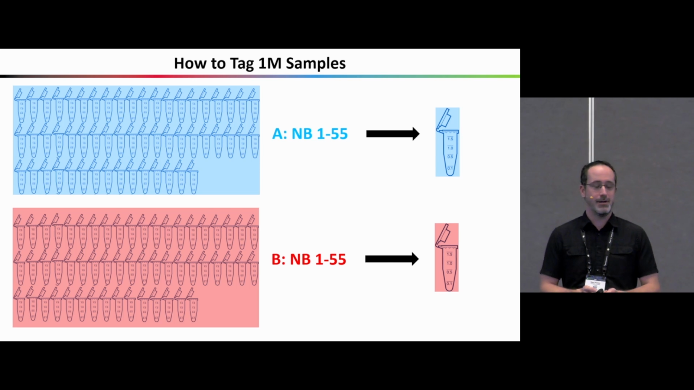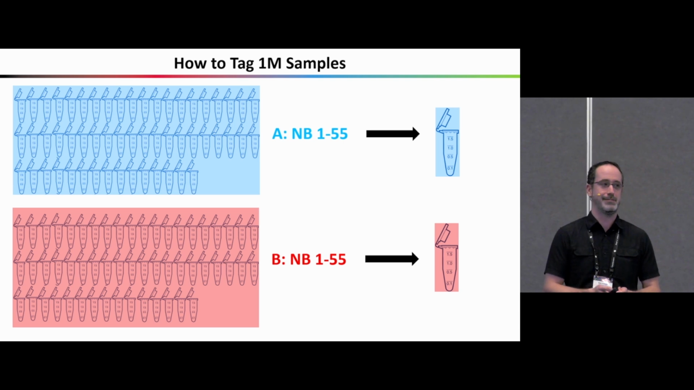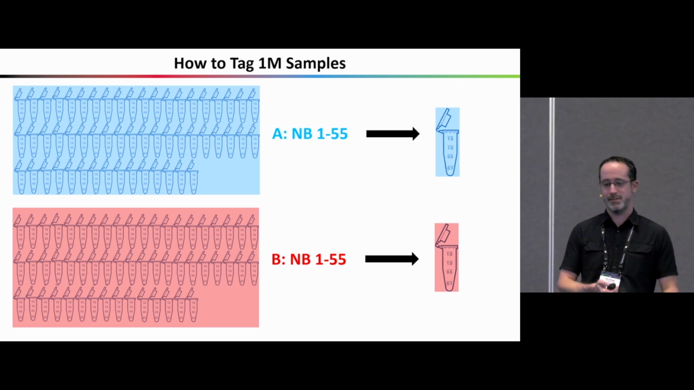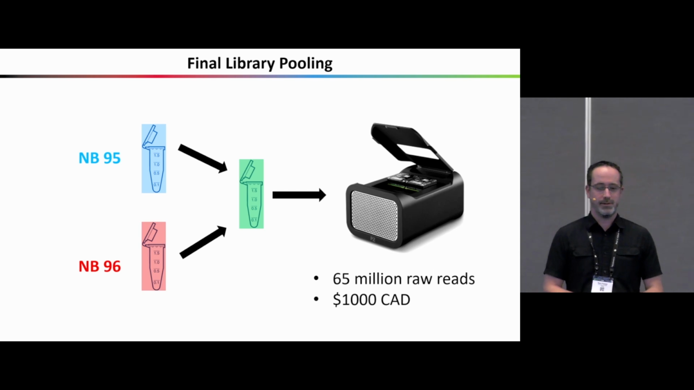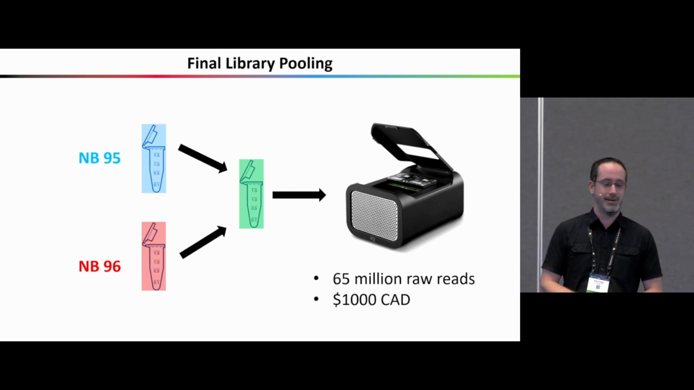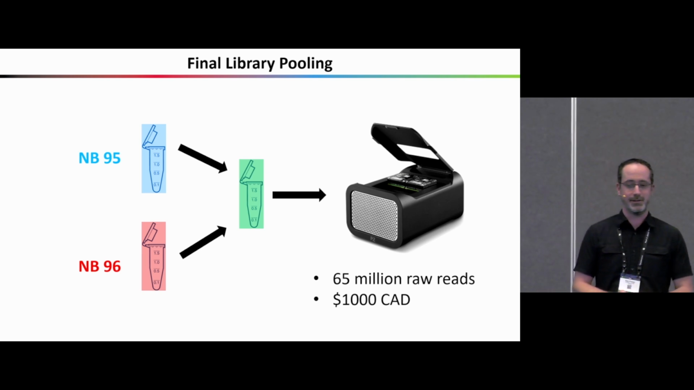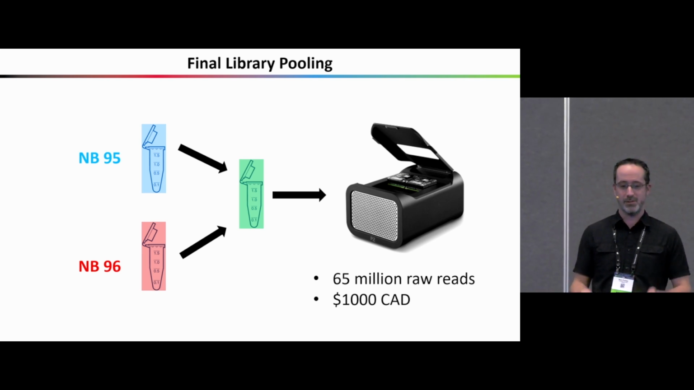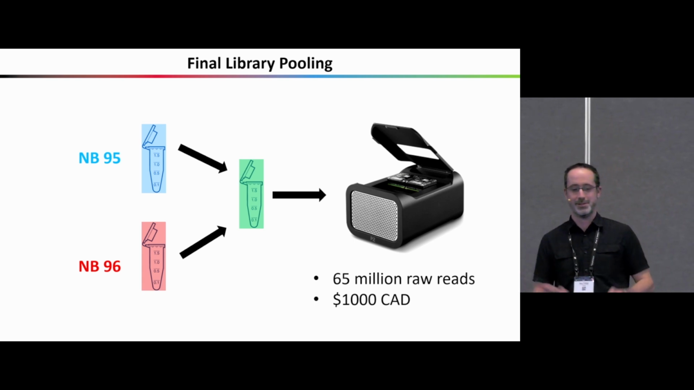We took our 110 pools of samples and split them into 2, and we native barcoded each of those with native barcodes 1 to 55. Once that was done, we were able to pool each of those into their own pools. We then took one of those pools and ligated on native barcode 95 to one and native barcode 96 to the other. Once those were ligated on, we were able to pool those into the other pool. So now we've got pools of pools of pools.